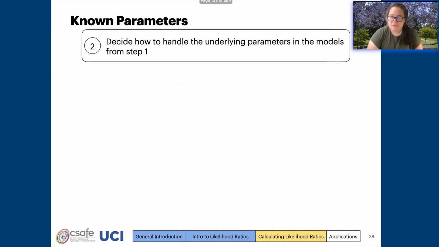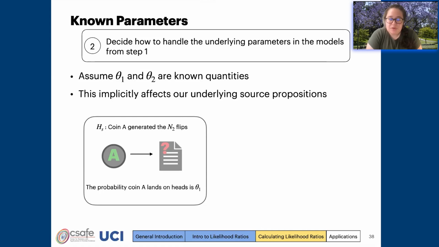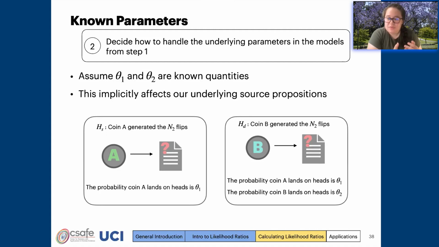And so next we'll move on to step 2, now that we've specified our model for those 2 probabilities. So we need to decide how we're going to handle theta 1 and theta 2. So let's assume, in the totally unrealistic situation, that we know what theta 1 and theta 2 are. This implicitly affects our underlying source propositions because we know these quantities. So what we're saying is that if we know theta 1, not only did coin A generate these flips, but we know that the probability of coin A landing on heads is this theta 1. And if we know theta 2, then that means under the different source proposition, we know that some coin with the probability of landing on heads theta 2 is the one that generated the unknown source flips. And remember that these probabilities of landing on heads are unique from our simplifying assumptions. So that means that we know it was some coin, specifically we can call it coin B, that landed on heads.